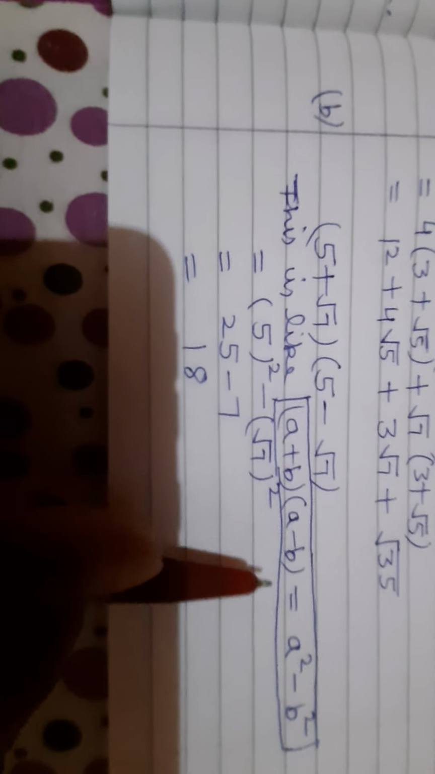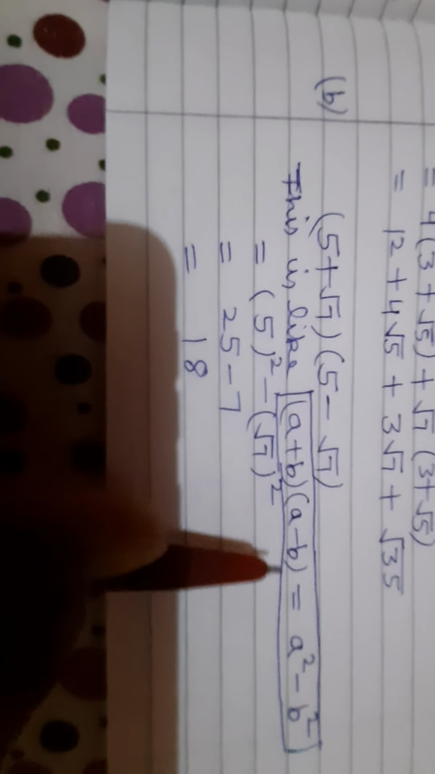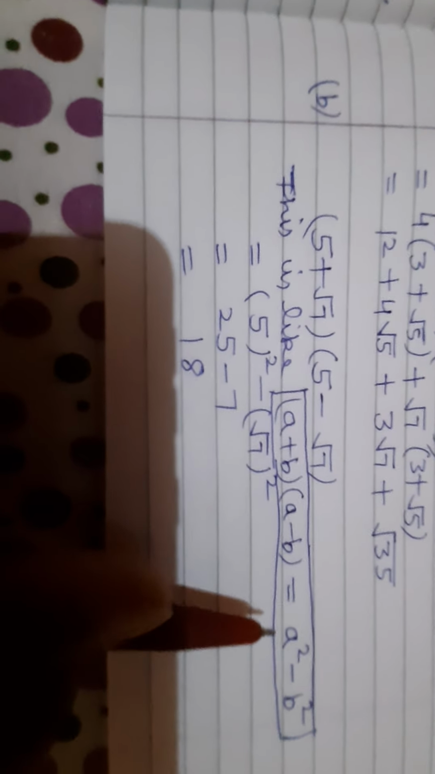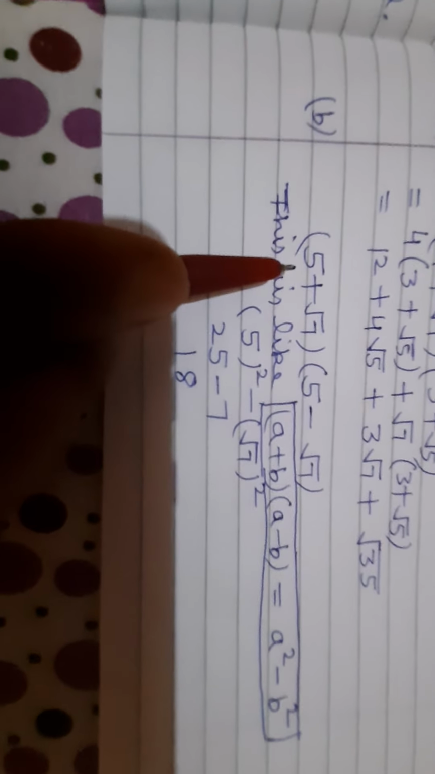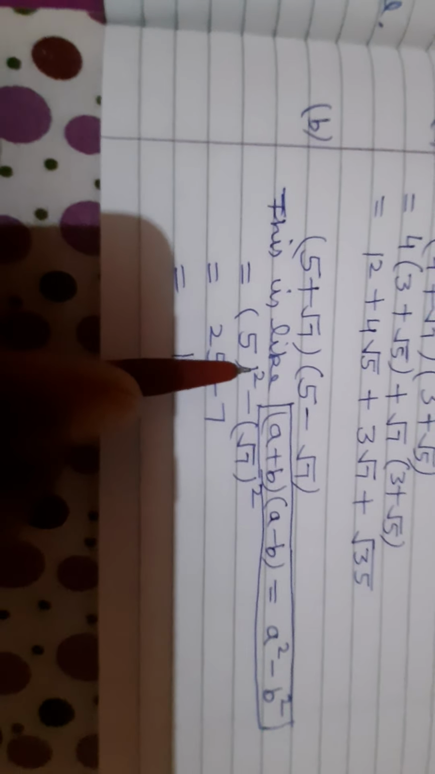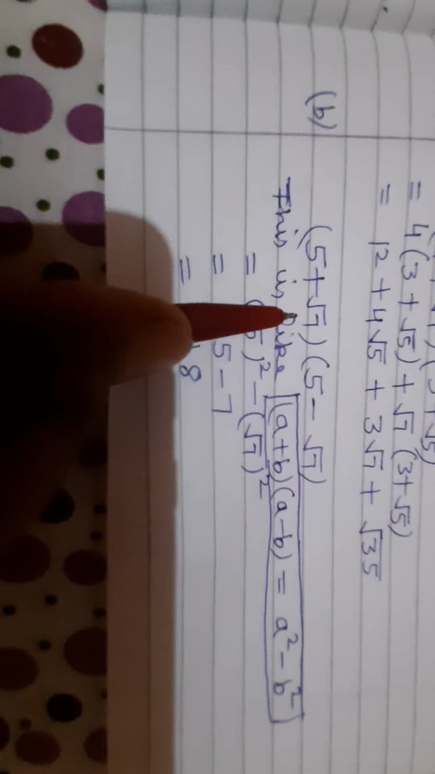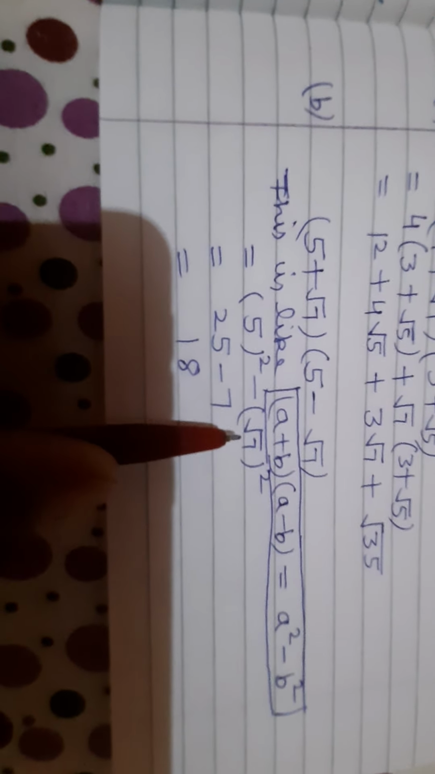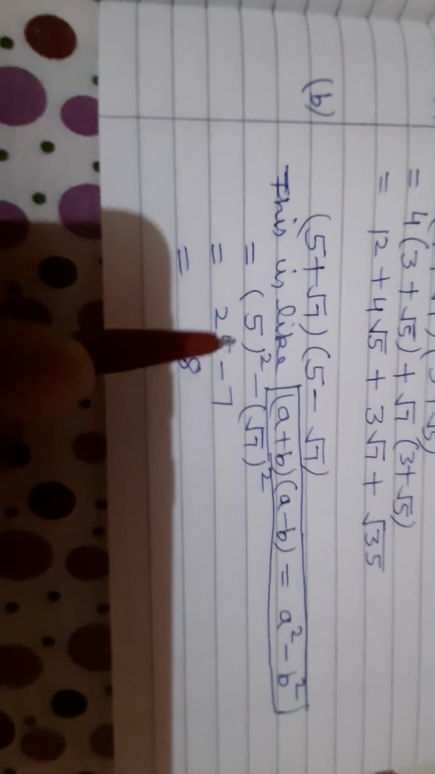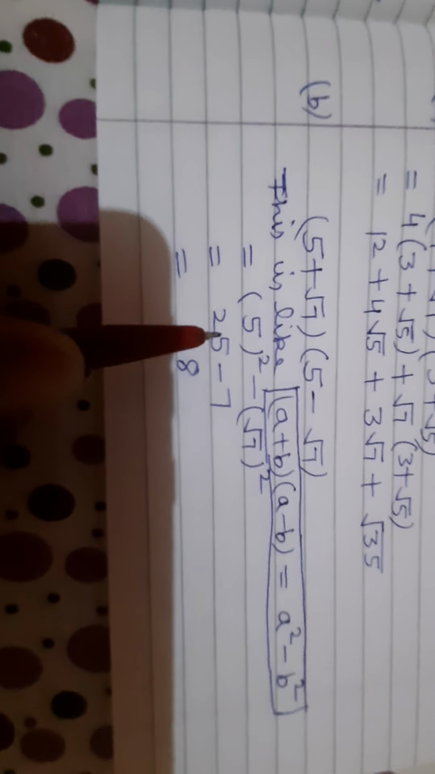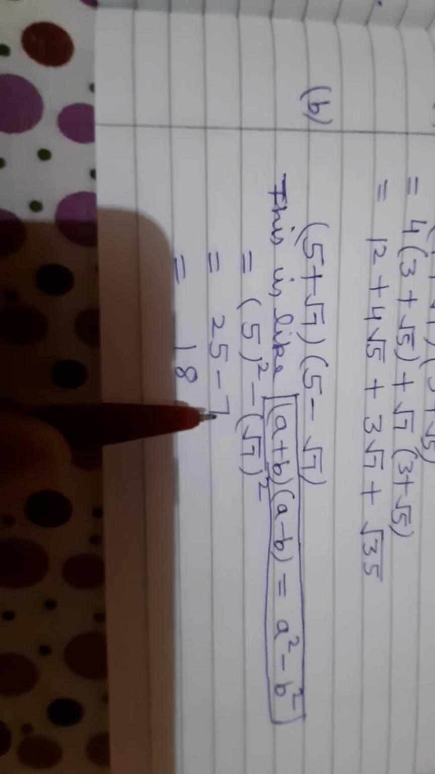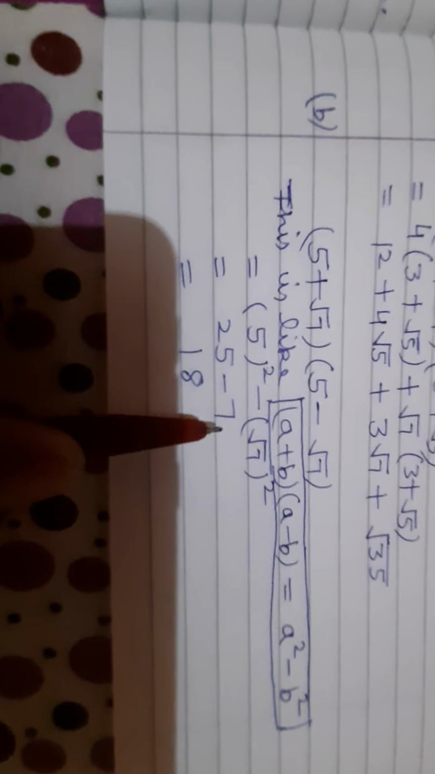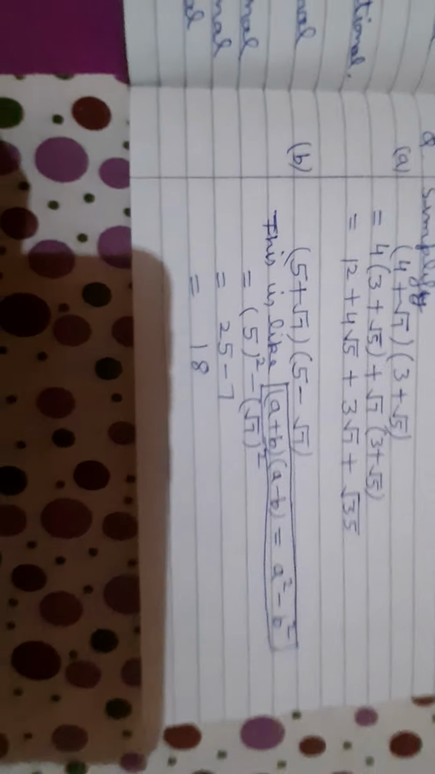So, the right side of this identity, as you all know, (a plus b) into (a minus b), is always equal to a square minus b square. Here, the value of a is 5. So, a square means 5 square. And the value of b is root 7. Therefore, b square means under root 7 square. When we simplify these, 5 square means 5 fives are 25. And root 7 into root 7 means root 49, and root 49 means 7. Therefore, after subtracting 7 from 25, we got the answer as 18.